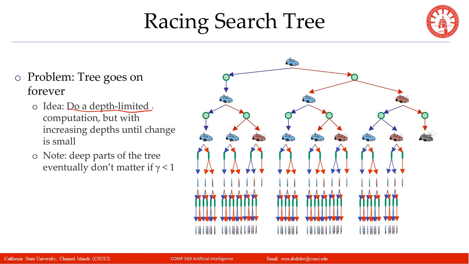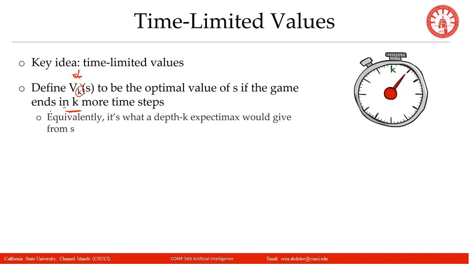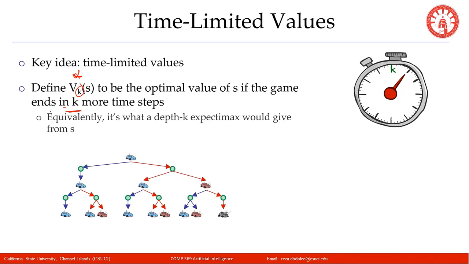So we're going to do some computation, which has some iteration involved. When we see that there is not going to be much change after some iteration, then we stop. So how do we solve this? Previously we talked about V star of S. Now we have the notion of K in our formulation, and we want to solve this problem in K time steps. So for depth K, we use depth K expected max. So we only extract this part.